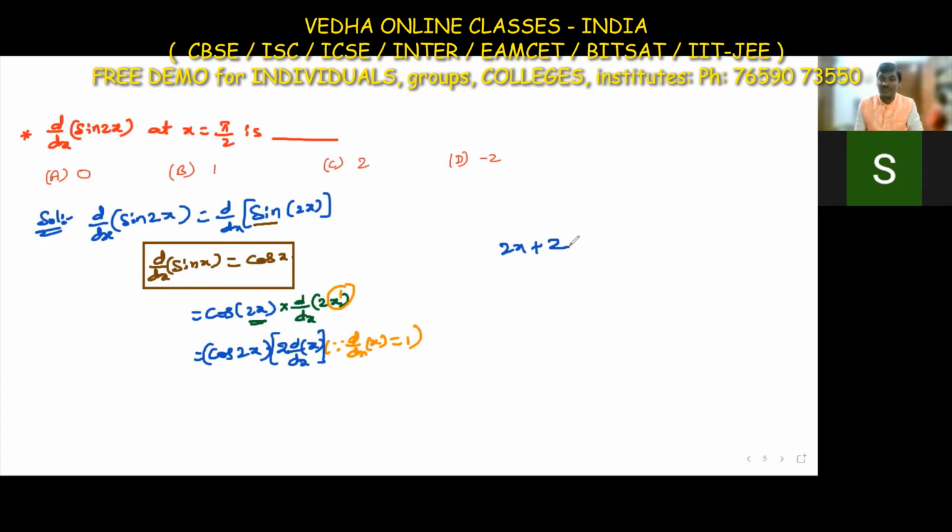2x plus 2. If we differentiate here, d by dx of 2x, d by dx of 2. 2 is a constant, there is no variable. That's why this is 0, but this is not 0. This 2 will come out and d by dx of x is 1. So we get 2 into 1 here, and the second term is 0. So that is the difference here.